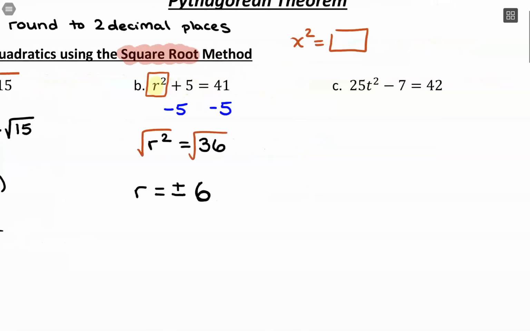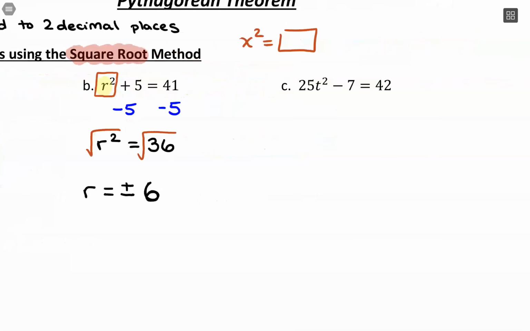All right, this last one here, just for solving equations, again, we want to get this t all alone on one side of the equation. So the first thing we do is take care of any addition, subtraction. With that minus 7, we're going to want to add 7 to both sides so that we can get our variable term all alone. So 25t squared equals 49. And then to get our variable really isolated, we want to get rid of that 25.